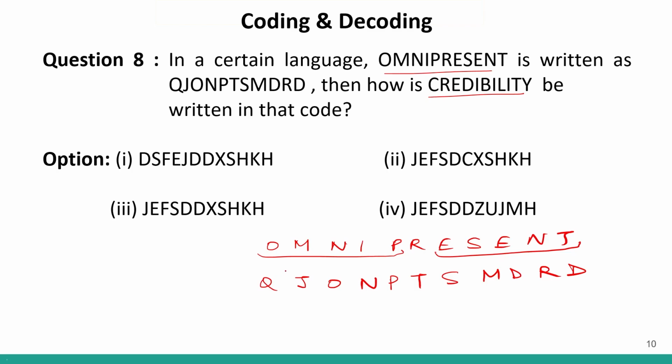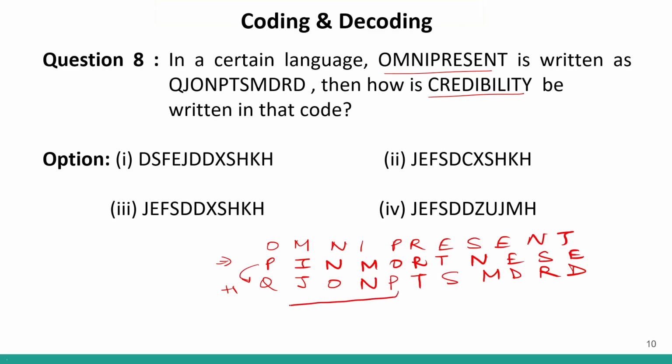Now, if I look at these 5 letters and these 5 letters, I can clearly see this one is basically written in reverse order. So if I write them in reverse order, it will be PINMO, correct? And if I write this in reverse order, it will be TNESE. And this will remain the same, which is R. So now can I see a pattern? From P to Q is +1, I to J +1, N to O +1, M to N +1, and O to P +1. So these 5 letters are basically moving +1.